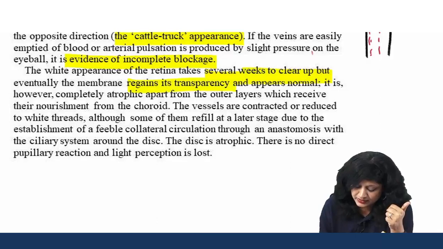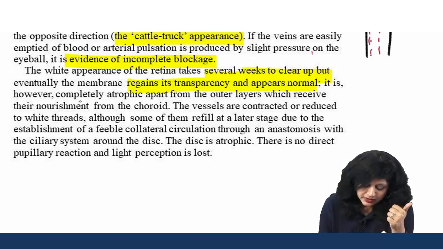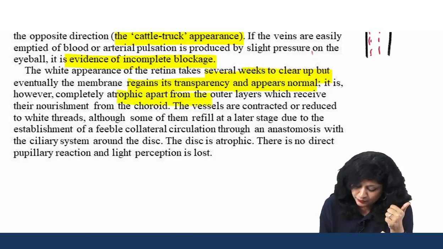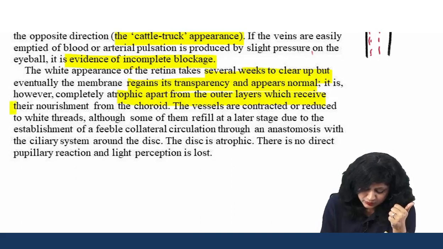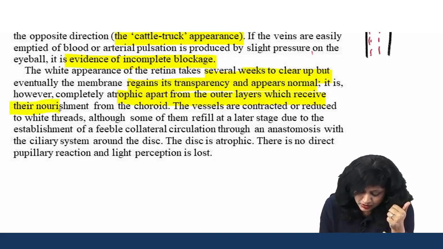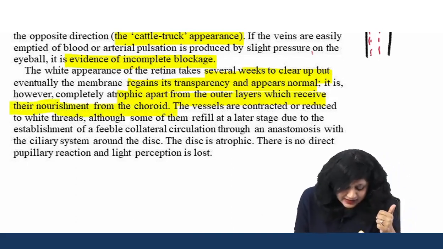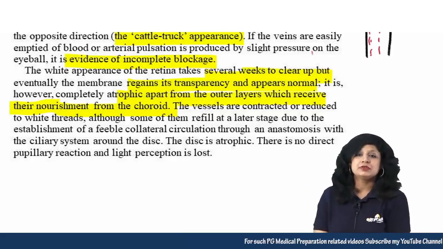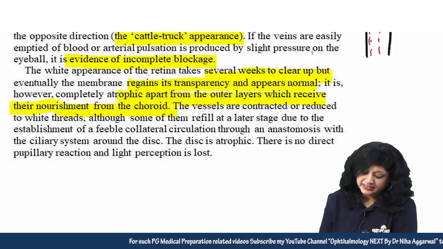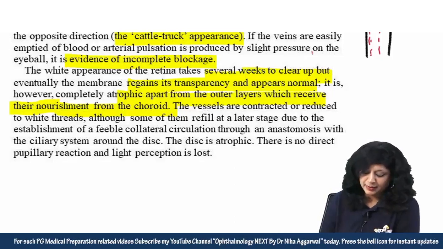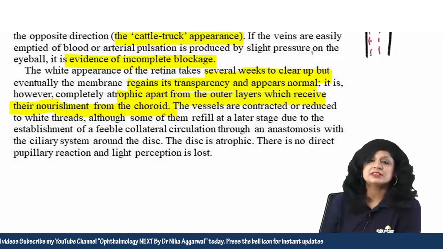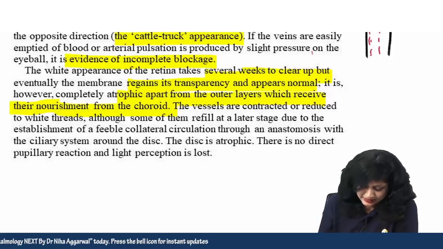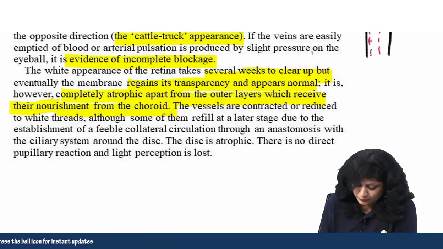The white appearance of the retina takes several weeks to clear up, but eventually the membrane regains its transparency and becomes normal. However, completely atrophic part from the outer layers, which receive its nourishment from the choroid. Now what they are saying is that the immediate periphery of the optic disc in the macula takes several weeks to clear up, but eventually the membrane will regain its transparency and become normal. It is however completely atrophic part from the outer layers which receive their nourishment from the choroid.